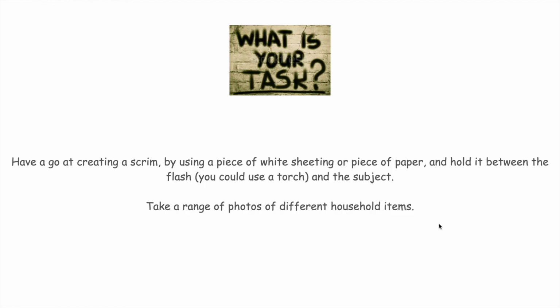Right, finally, what do I want you to do? So I'd like you to have a go at making a scrim. What you need to do is hold a white piece of paper or piece of white sheeting, a white sheet, if you've got white sheets on your bed. Hold it up. You might need someone to help you to pull it nice and tight. And then use a torch. Shine your torch through the scrim at a range of household items or a person, if you've got someone in your house who doesn't mind being a model.